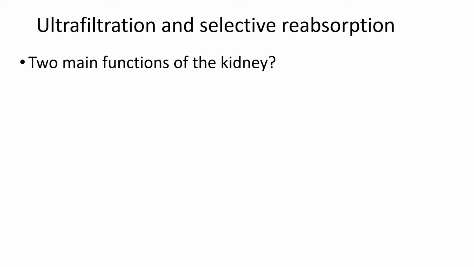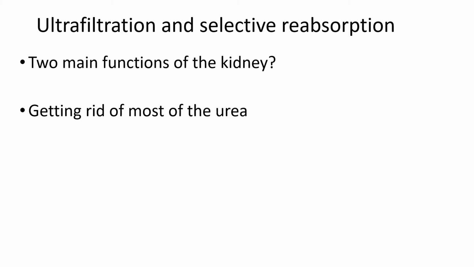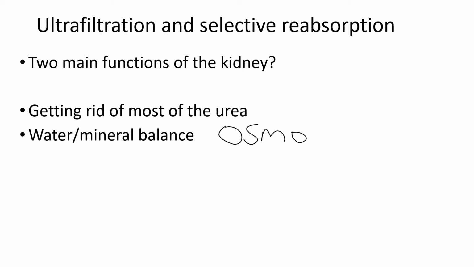So, ultrafiltration and selective reabsorption, two main functions of the kidney. Well, you've got getting rid of the urea. We've already talked about the formation of the urea in the liver, and about it then being got rid of in the actual kidney. But the other main function of the kidney is actually water control, something called osmoregulation. We're going to come to that lesson after next, I think, or maybe next lesson. Anyway, osmoregulation. Shall I spell that out? It is osmo, because we know that's to do with water, osmosis, osmotic pressure, osmoregulation.